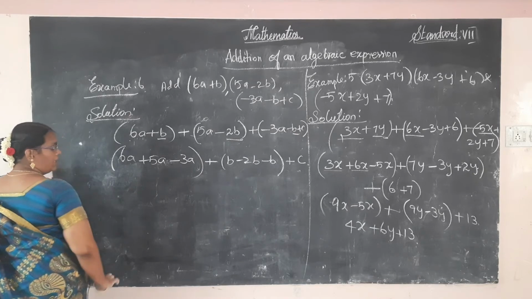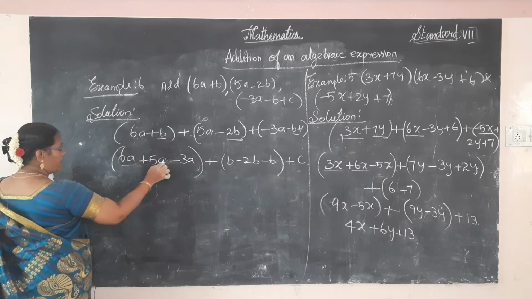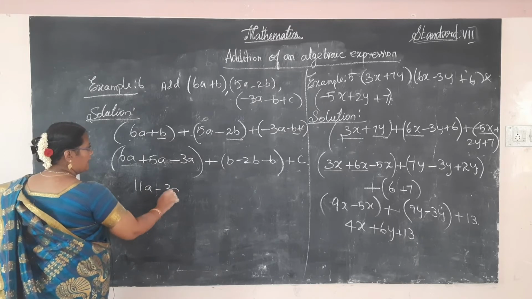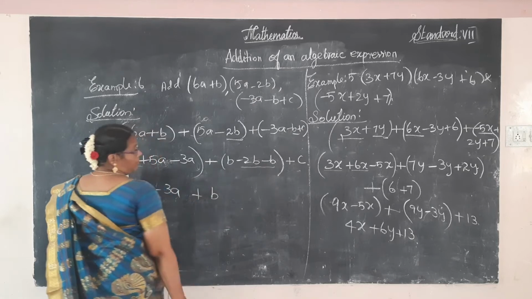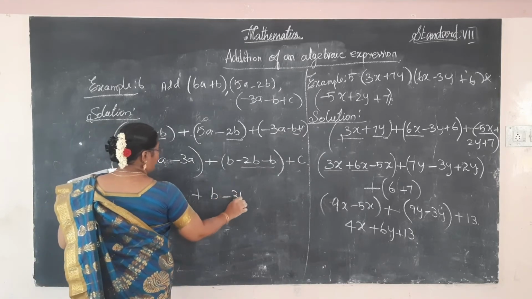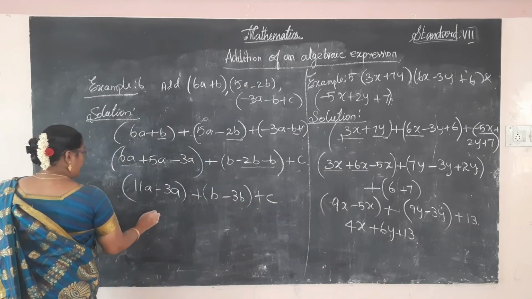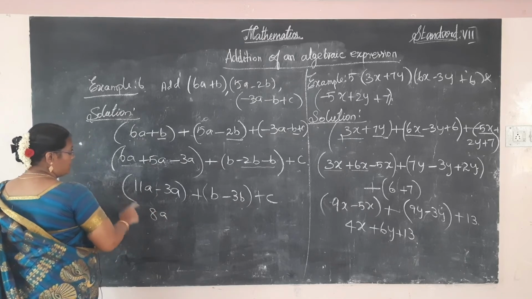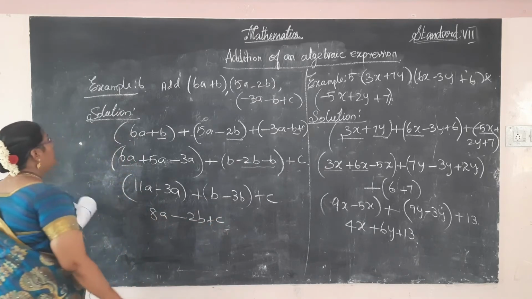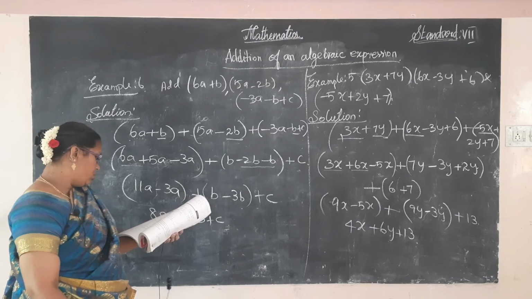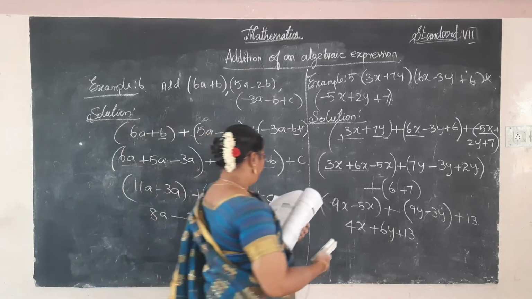Now arrange the like terms and simplify the calculation. 6a plus 5a is 11a, minus 3a. Here the b terms have the same sign, so add and put the same sign. Now simplify this value. What do we get? 8a. The greater number's sign is positive. Here subtract and put the greater number's sign, so minus 2b plus c. So the answer for this problem is 8a minus 2b plus c. Now move to the next example.